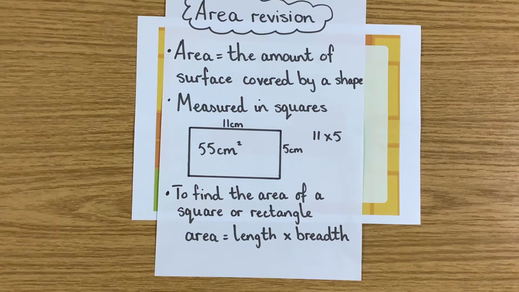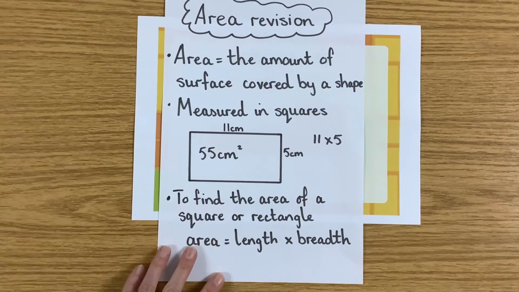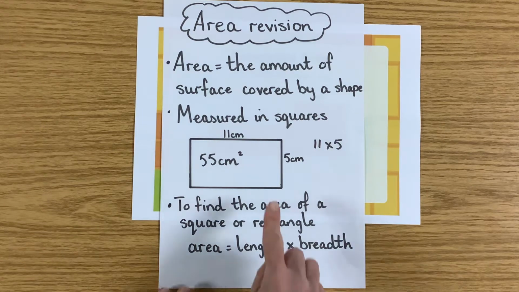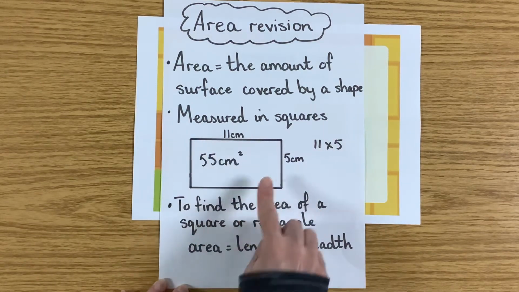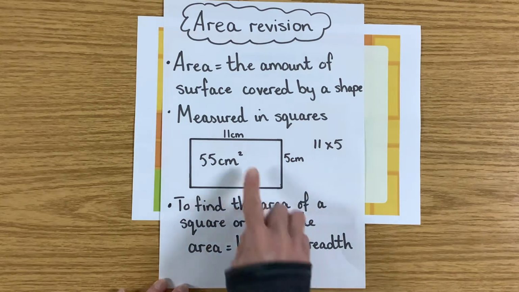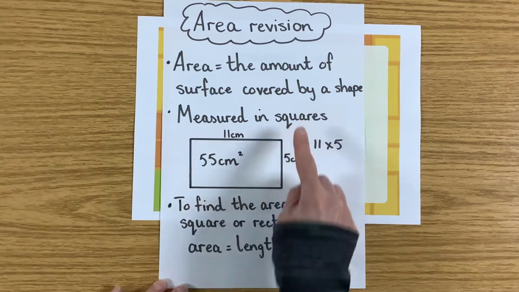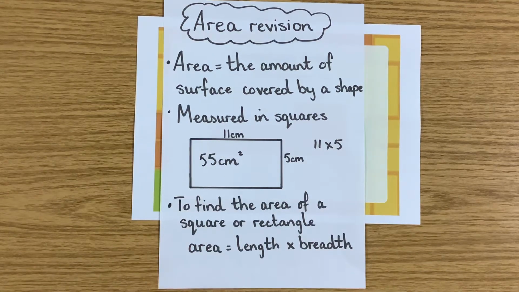Now let's take a moment to think about some of the things we've already looked at so far over the last couple of weeks. We have thought about area being the amount of surface that's covered by a shape. So if I am looking at a shape like this rectangle, I am asking myself, how much surface does it cover? And we know that area is measured in squares. Those might be centimetre squares, metre squares, millimetre squares, kilometre squares. It depends on the object that we're measuring.